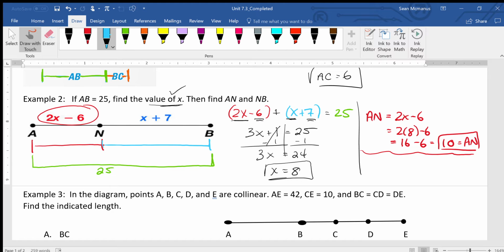And the length of NB was equal to x plus 7. X was 8. Plus 7 is 15. 10 plus 15 is 25. So I confirm that they do add up to the total length.